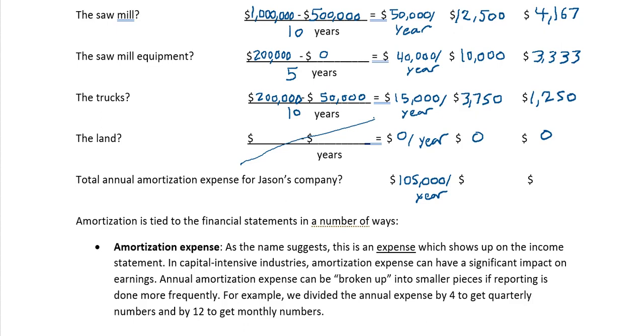Quarterly, just take that number and divide it by 4. You'll get 26,250 per quarter. And monthly, take your annual number and divide it by 12. You'll get 8,750. So those will be the annual, quarterly, or monthly amortization expenses, depending on how we amortize for Jason's company.